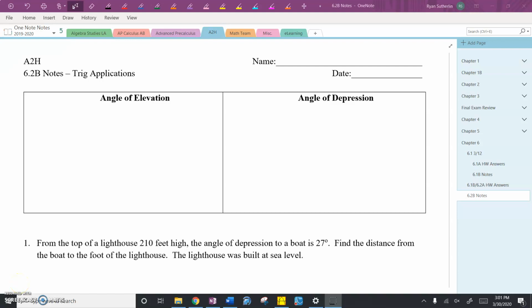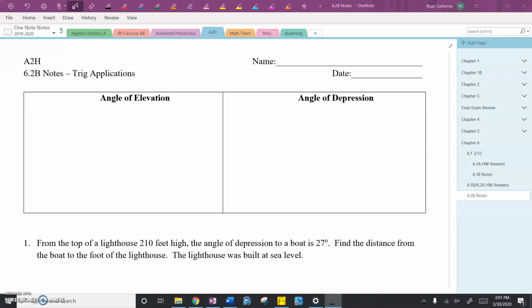Hello everyone. Today we are going to be continuing in section 6.2, which is on right triangle trig. And our focus of today is going to be using trig to solve application problems. So before we begin, we need to talk about a couple of vocabulary words that are used in these problems: angle of elevation and angle of depression.